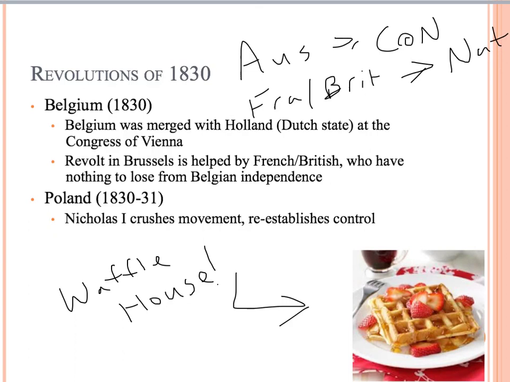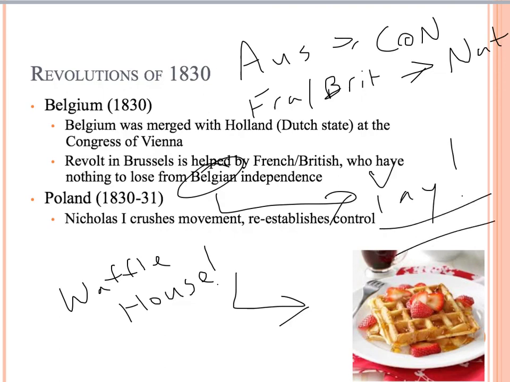In other news, Nicholas I of Russia crushes a movement in Poland to try to establish an independent Poland. That doesn't go down. Basically, also, sorry, I missed the ending here. Belgium succeeds. So they re-establish their independence. We're going to celebrate. Yay, Belgium. Good job. Poland, not so much.